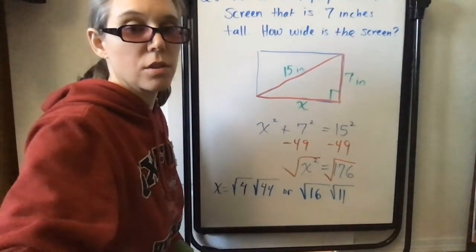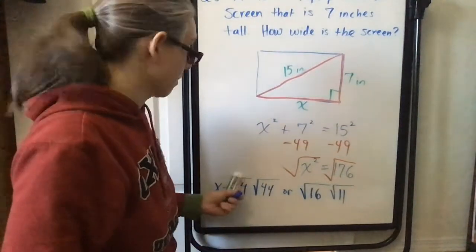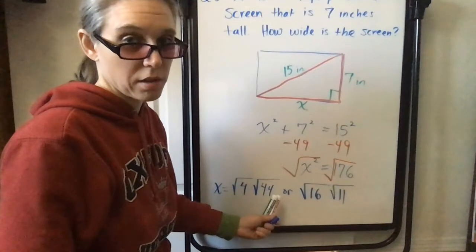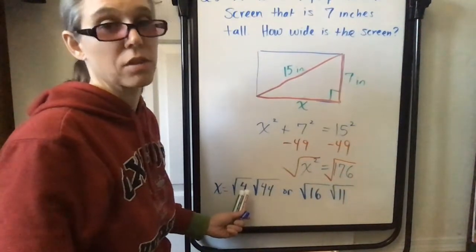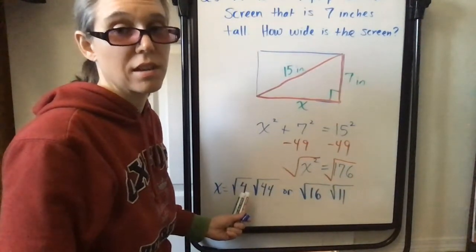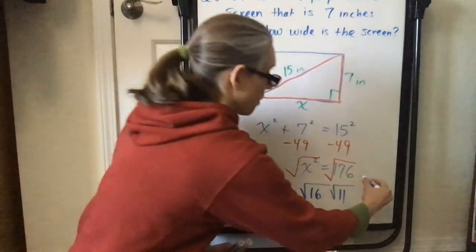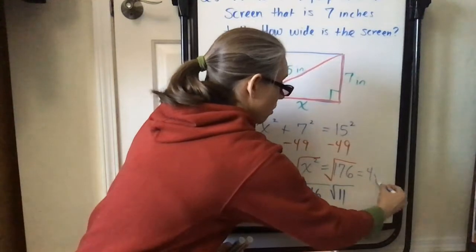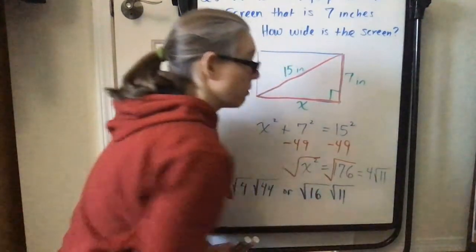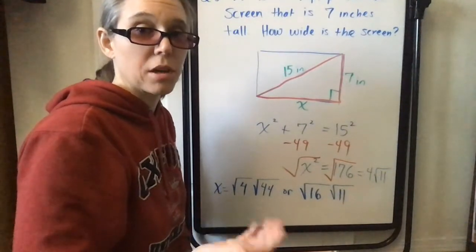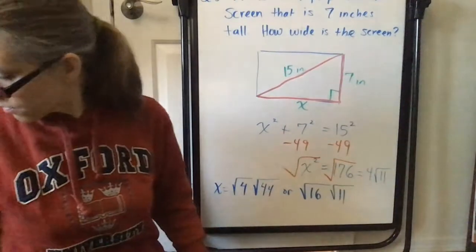So while it is true that 176 breaks into 4 times 44, notice that 4 is not the greatest perfect square that divides into 176. 16 is. So this number actually simplifies to 4 root 11. And now you can get a decimal approximation of 4 root 11.